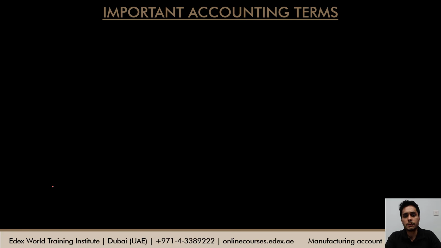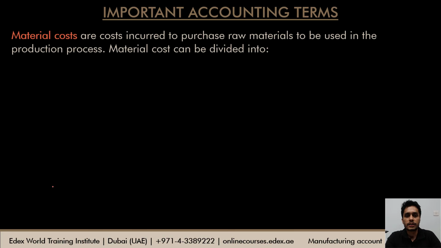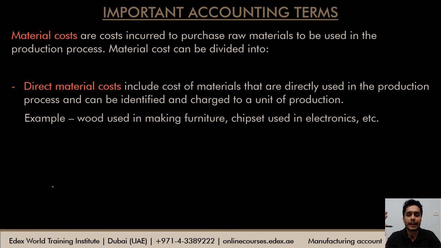Some important accounting terms that you need to know before we go ahead in this chapter. Material cost. So our main cost in any manufacturing business is the material cost. Material cost means the raw material cost. Now raw material cost can be divided into direct material cost and indirect material cost. What do you mean by direct material cost?